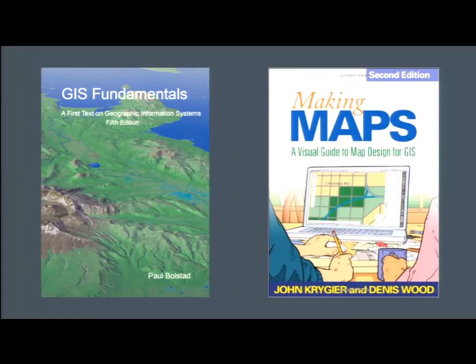When I got to pick my own textbooks, because there's no requirement that the 2 different sessions of the course, every semester, have to match. They're taught independently. So these were my 2 textbooks. I think I was actually using the 4th edition of Bolstad's GIS Fundamentals, but I couldn't find a picture of that one. They're very similar, as I understand.